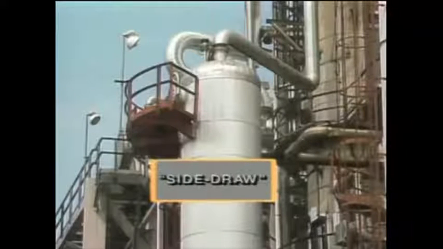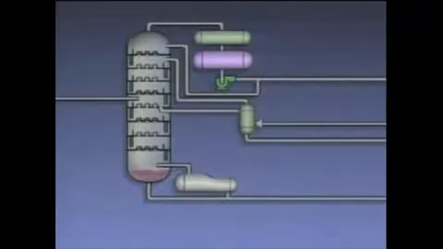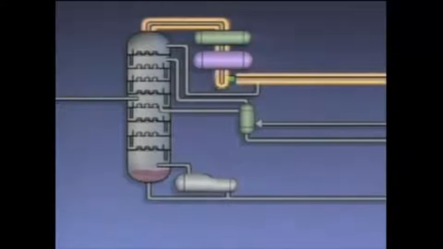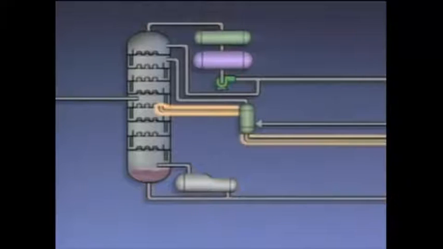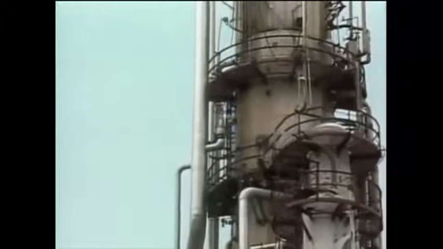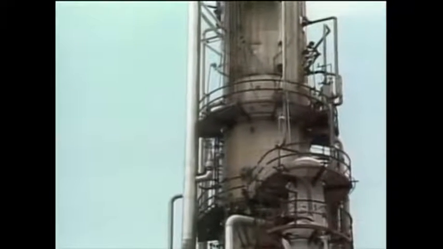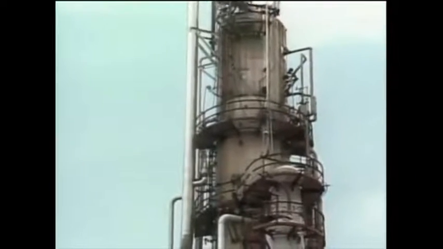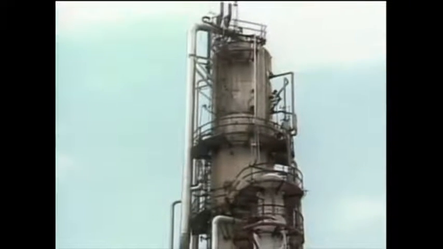This one is an atmospheric tower in a crude oil distillation unit. An atmospheric tower is so named because distillation takes place in it at or near atmospheric pressure. Now that we've established the difference between binary towers and multi-draw towers, let's focus on the operation of a typical multi-draw or side-draw tower.